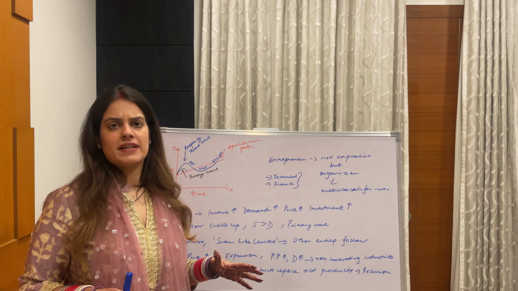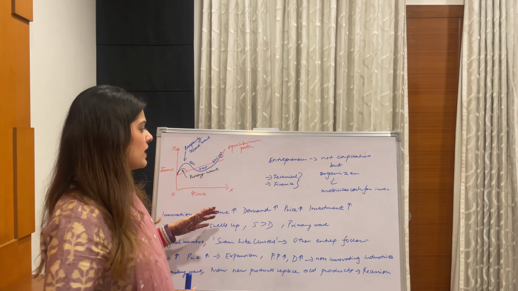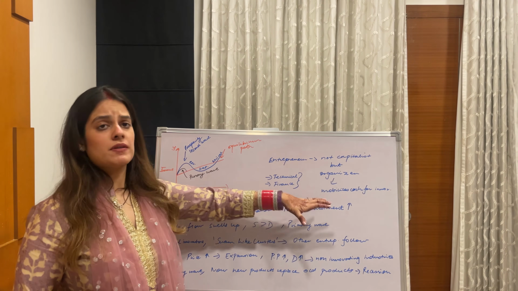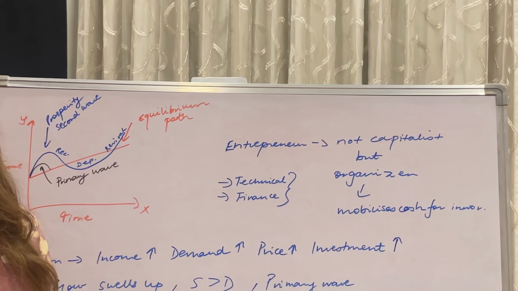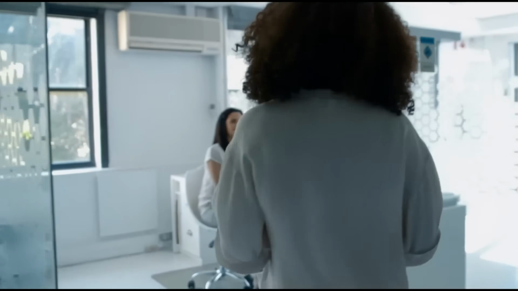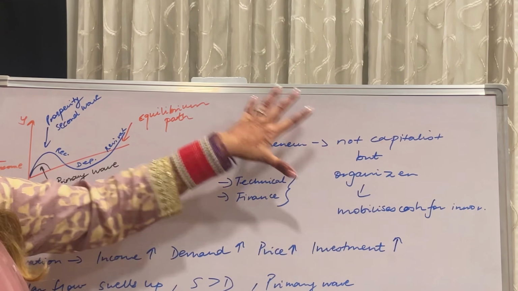So lastly, I'll be explaining this diagram to you guys. Before that, let me just tell you, an entrepreneur is not a capitalist but someone who's an organizer. He needs 2 things. What are those 2 things? He needs technical know-how and finances to run a business. Anyone can be an entrepreneur if he has some technical knowledge and some finances. So he is basically an entrepreneur.